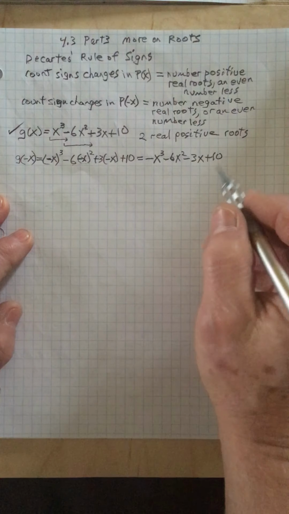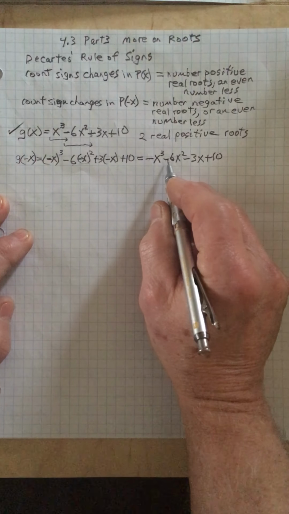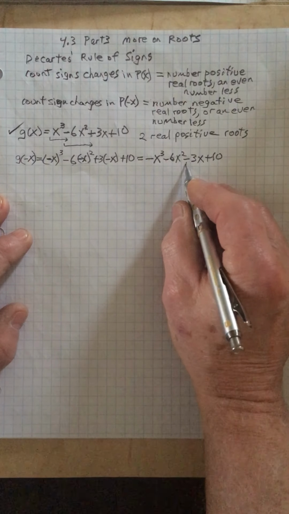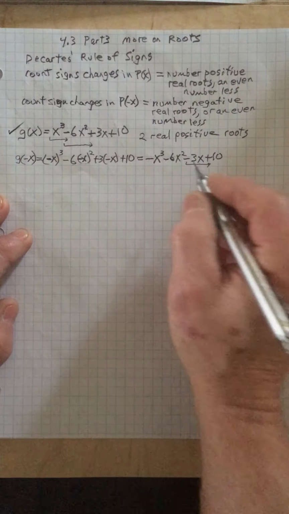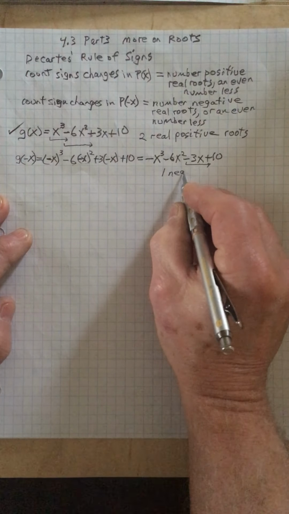All right, so how many sign changes do we have? Start off with a negative, go to a negative, go to a negative, no change yet. I only have 1 change right there from a negative to a positive. That means I have 1 negative real root.